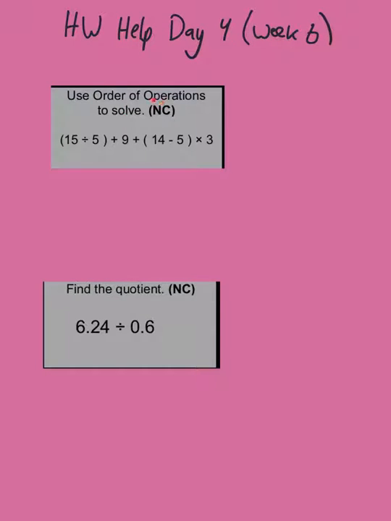In this first problem, I'm going to help you with order of operations. And in the second one, we have dividing a decimal by a decimal. I'm going to do that with traditional, and then I'm going to do it with partial quotient on the next page. So you watch the one that helps you.